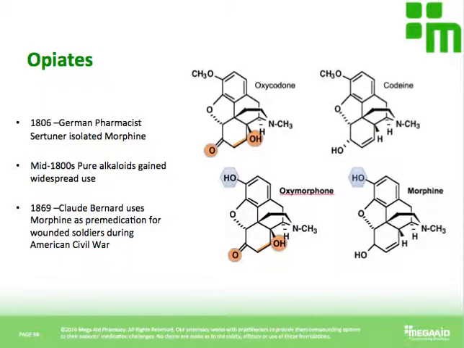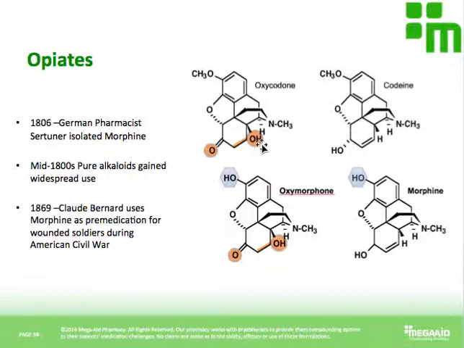So let's start with opiates. Opiates are drugs that are really well known in the realm of pain management, and you're probably all well familiar with these drugs. These are oxycodone, codeine, which is a common ingredient in different cough formulations, for example, Tylenol with codeine syrup, morphine, and oxymorphone, also commonly known as Dilaudid.